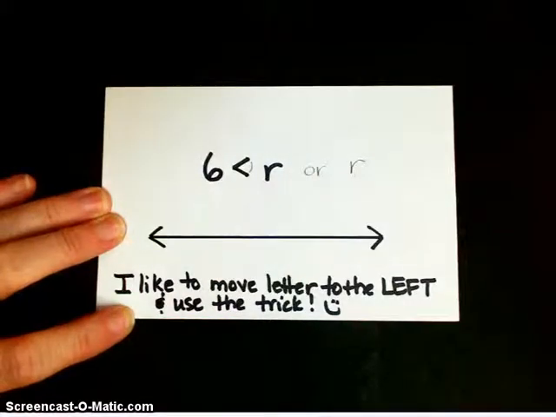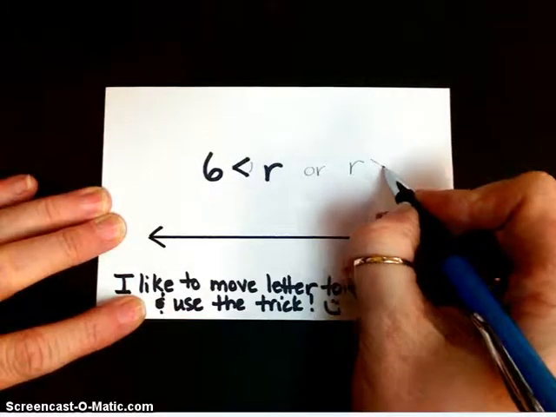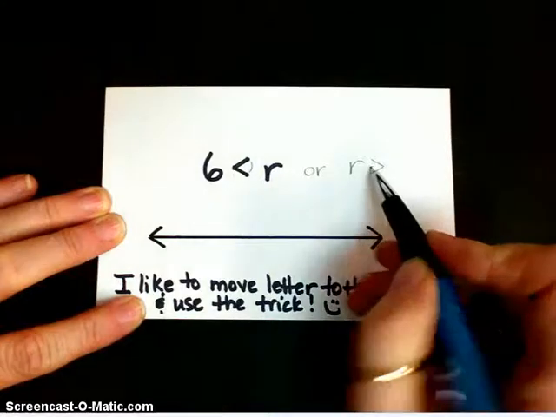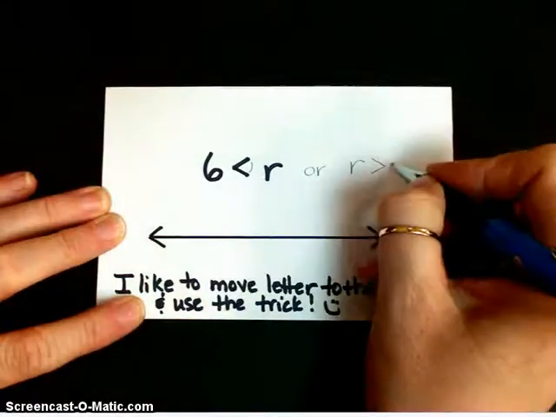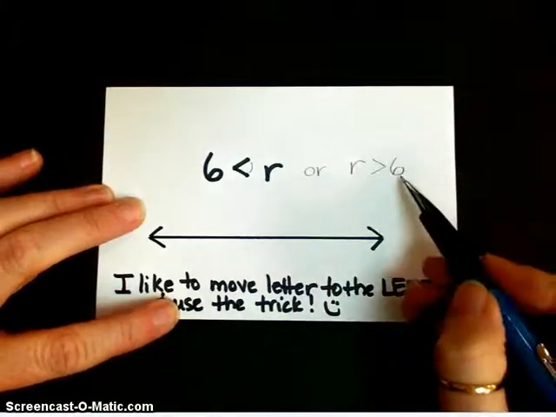In order for us to do that, I'm going to have to remember what part of the sign is open to R, and it's the big side. So if I'm going to put the letter on the left, I have to make sure that the big side of the symbol is where it's supposed to be with the R. And then I'm going to bring my 6. So the number in play here is 6.